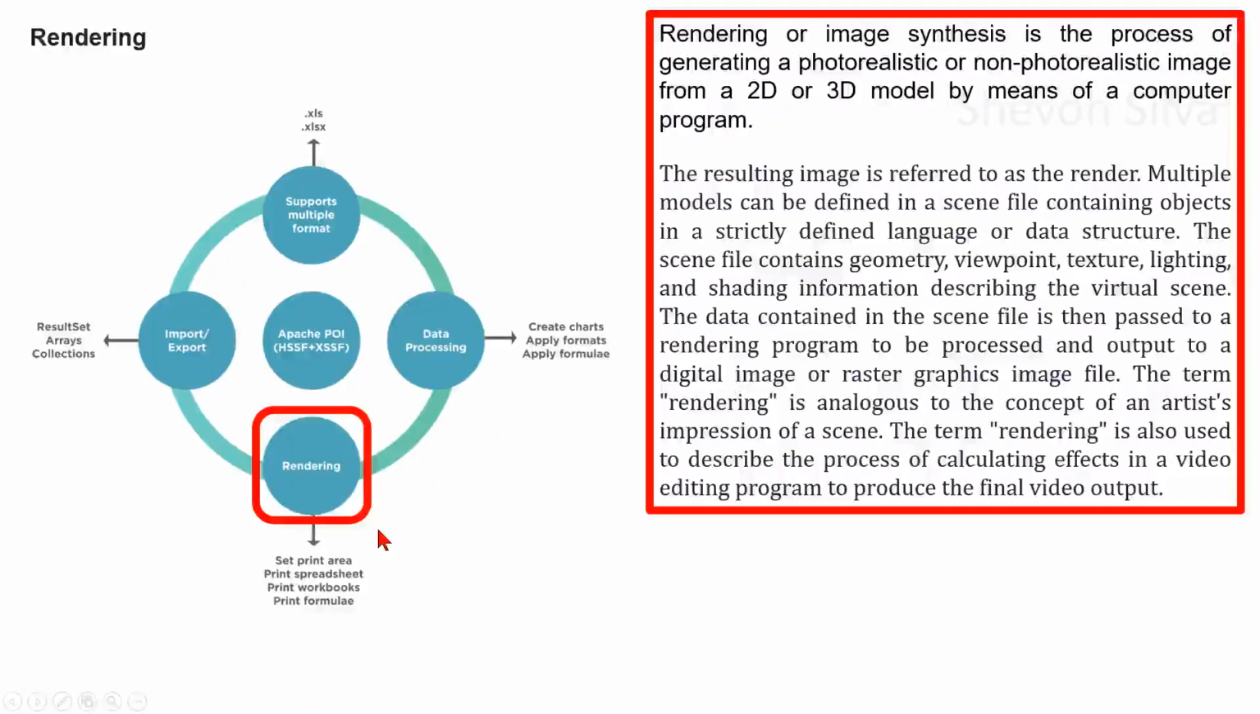Multiple models can be defined in a scene file containing objects in a strictly defined language or data structure. The scene file contains geometry, viewpoint, texture, lighting, and shading information describing the virtual scene. The data contained in the scene file is then passed to a rendering program to be processed and output to a digital image or raster graphics image file.